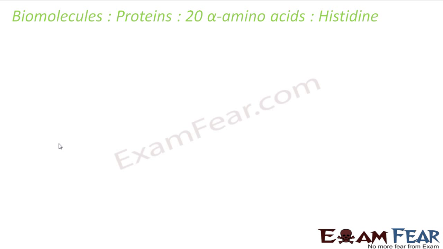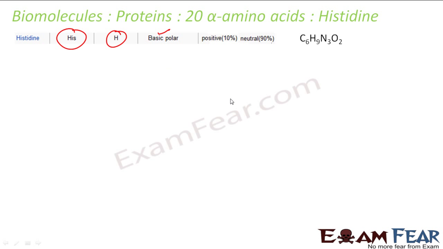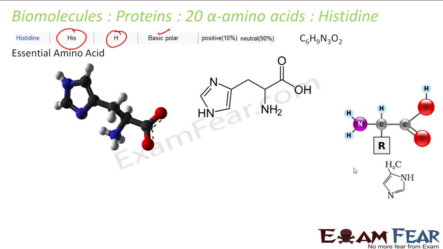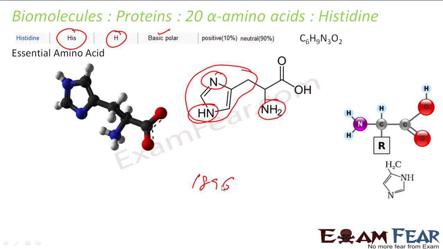The next is histidine. Histidine is HIS, 3-letter, single letter is H. And this is a little basic. The molecular formula is C6H9N3O2. This is an essential amino acid. The body can't prepare it, so it has to be supplemented by the diet. This is the structure. If we compare with the structure, this is how the R looks. This whole thing is my R. So it is a little basic because you have 3 NH groups and 1 carboxylic acid. So it is basic. It was isolated by a German physician, Albert Kossel, in 1896.